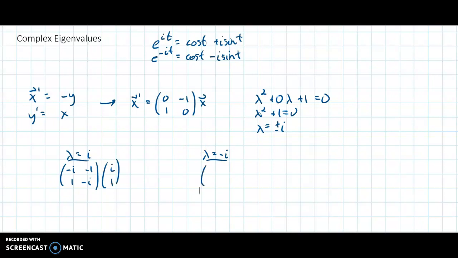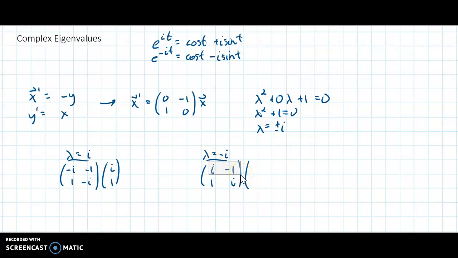Next, I'll do the other one. That was an i, so I subtracted it. Now I'm going to do lambda equal negative i. When I subtract it, I get a double negative. So I get a positive i, negative 1, and then 1, and positive i.